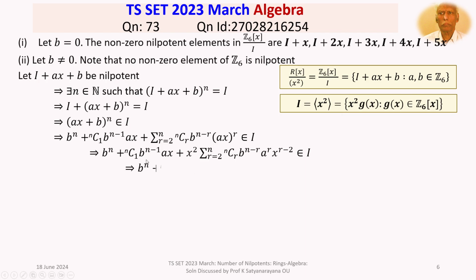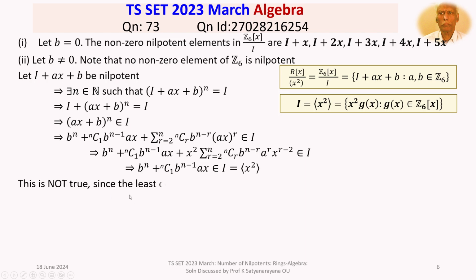So B^n plus nC1 B^(n-1) AX belongs to I, because that part belongs to I and this goes to this side. And I is the ideal generated by X square. So who are the elements of I? Every term is of the form X square into g(X), and the degree of X square g(X) will be at least 2. But B^n plus nC1 B^(n-1) AX is a polynomial of degree 1, and that belongs to I, which is not true.